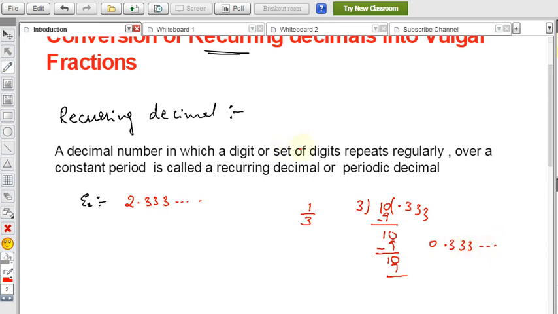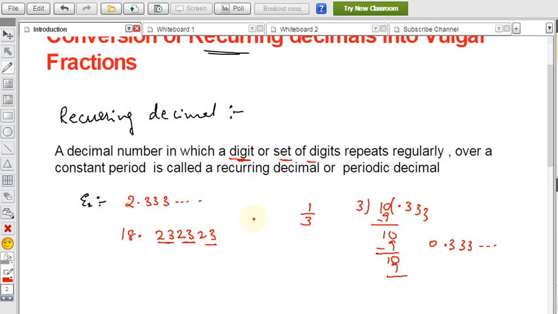So, a digit or set of digits repeats regularly over a constant period. This is one type of example. Otherwise, you can take 18.23, where the set of digits 23 is repeated continuously. Now, these all are recurring decimals.